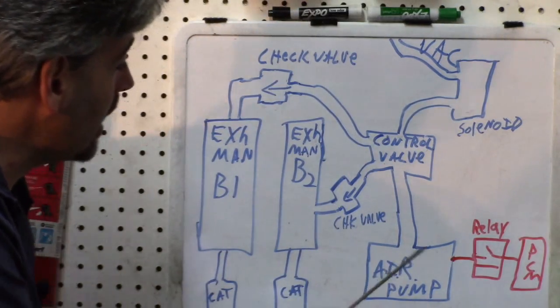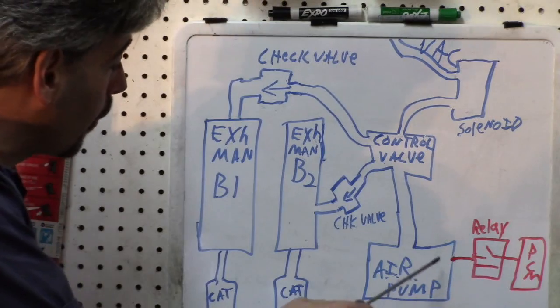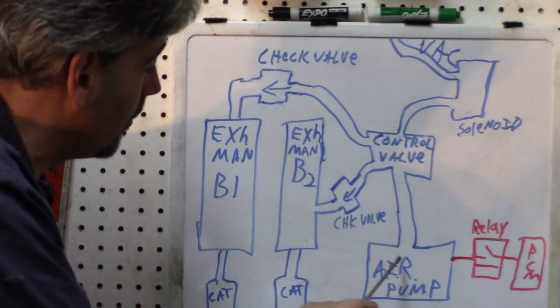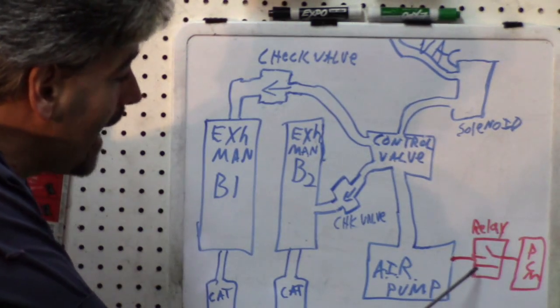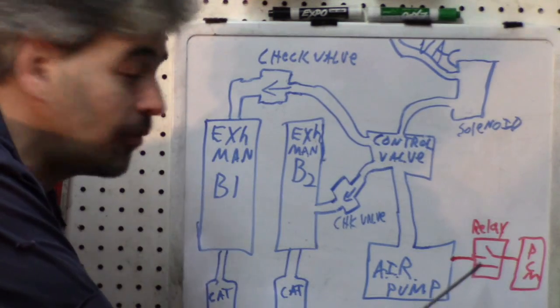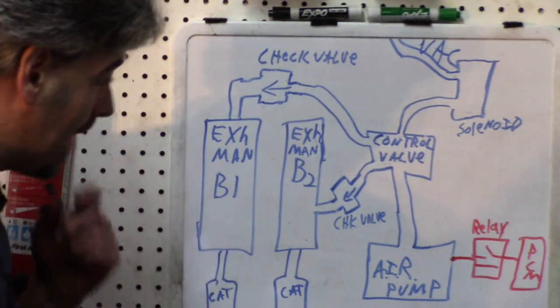So we'll start here with the control for the air pump, which is here, which actually drives the air into the system. There will be a relay, which in my experience, everyone that I've ever seen is ground side switch controlled by the PCM.